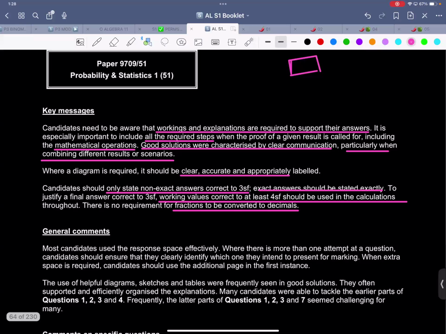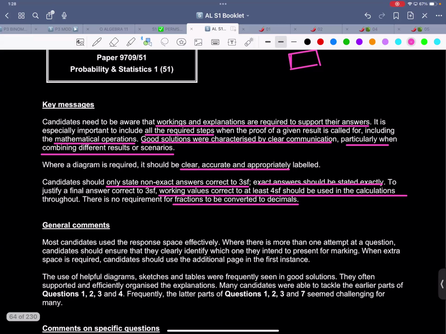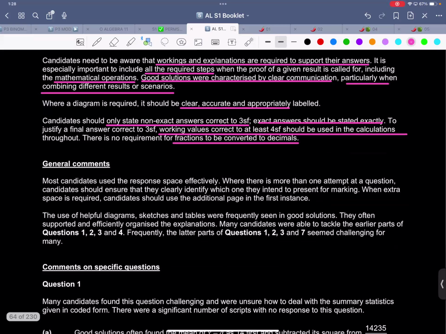Decimals, if exact, are good. Fractions are supreme. If decimals are inexact, it's better to work in fractions. You will feel it from the question itself. General comments: most candidates use the response space effectively.